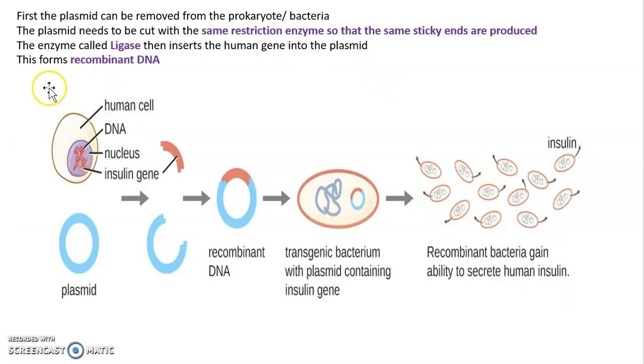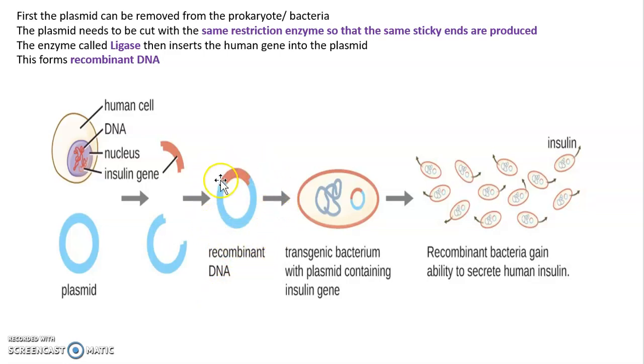So we've got the human gene here. We're going to take out the DNA from the human gene. We're going to splice out specifically the human insulin gene using a restriction enzyme. We're also going to take a prokaryotic cell. We're going to remove the plasmid from the prokaryotic cell, and we're going to cut it with the same restriction enzyme to create these sticky ends here. Then we're going to insert the human DNA, the human insulin gene, into this section here, because the sticky ends are complementary, to produce what's referred to as recombinant DNA.